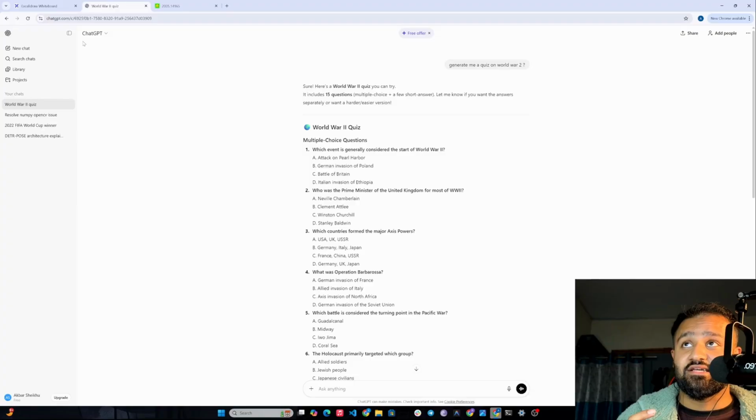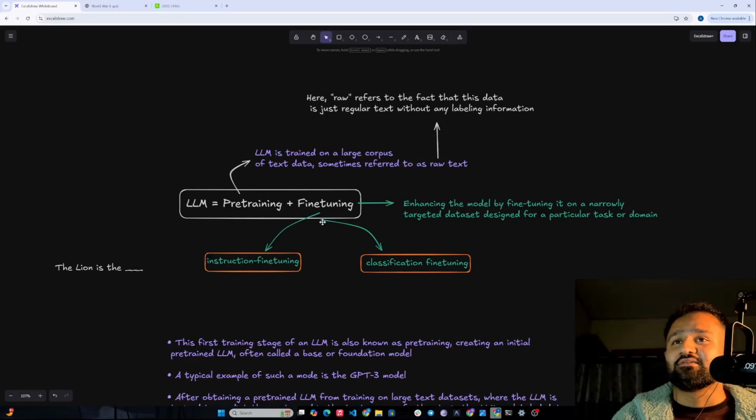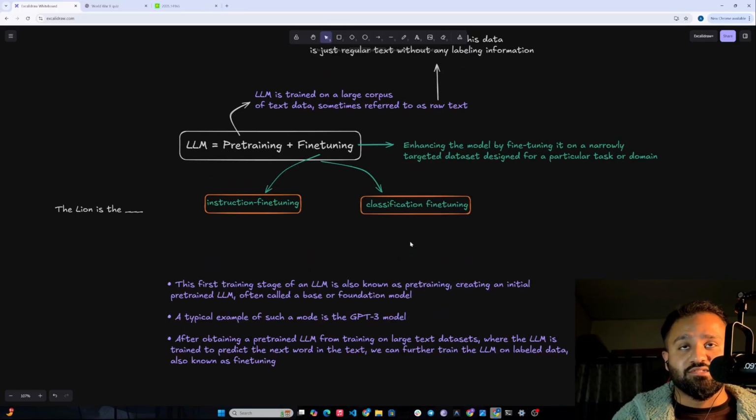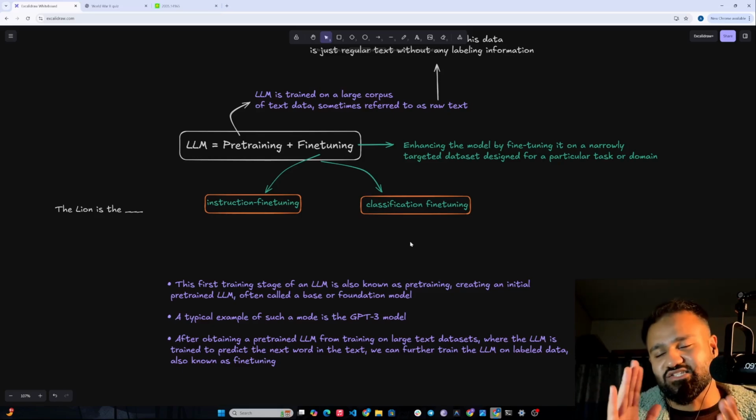So that's why it is named ChatGPT, because of course it is also fine-tuned. And there comes another fine-tuning, which is classification fine-tuning. It is used for structured output, for example, spam versus not spam. It can detect that. Basically, it is done for the classification task.